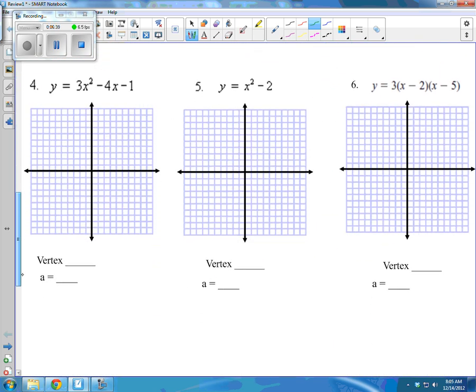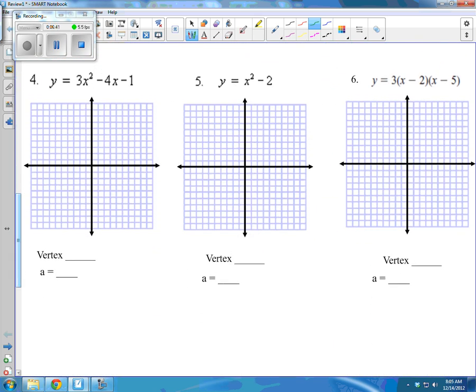All right, let's take a look at number 4. We have standard form again. So going through this row, on number 4, a is 3, so I'm going to have a regular U. On number 5, a is 1, regular U. And on number 6, a is 3, so regular U. Remember, if a is a positive number, it's a regular U. If a is a negative number, it's upside down.